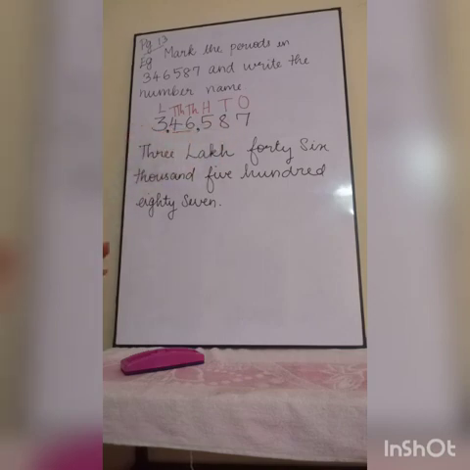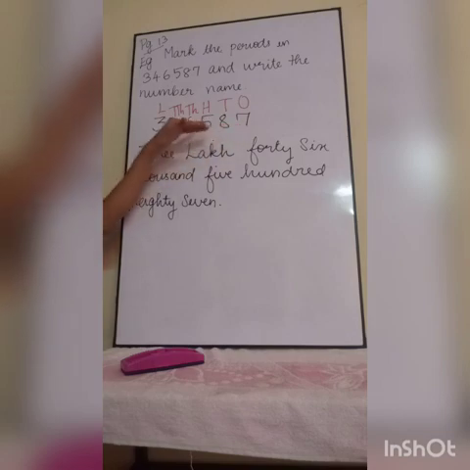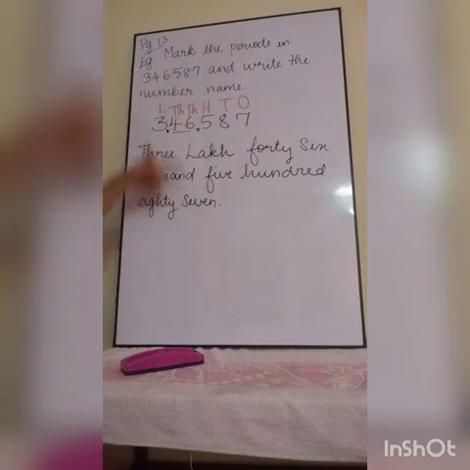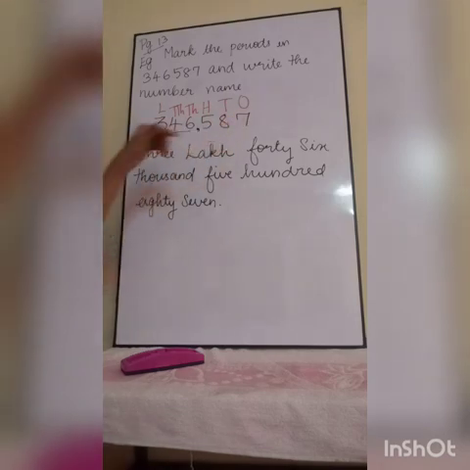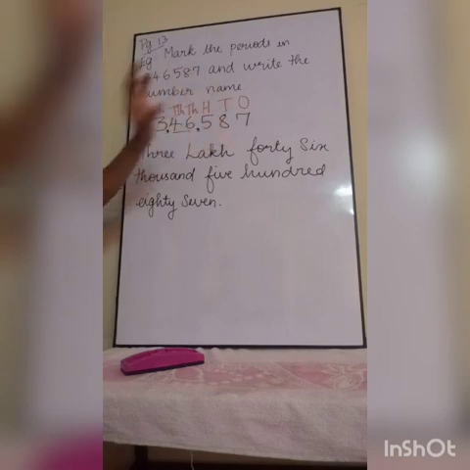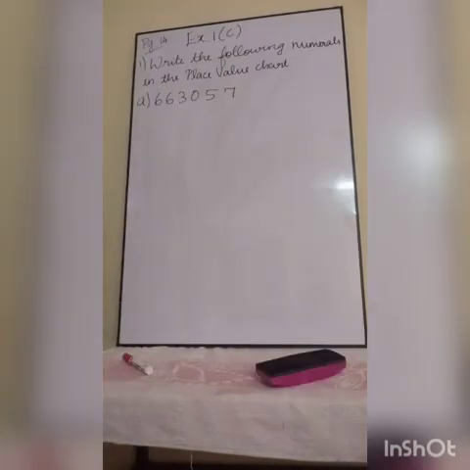That is our apt value. So I am going to separate them using commas, and after that write the number name. So what am I going to write? I am going to write the number name like 3,46,587. Understood?